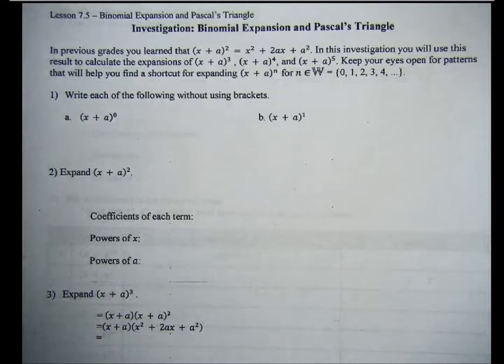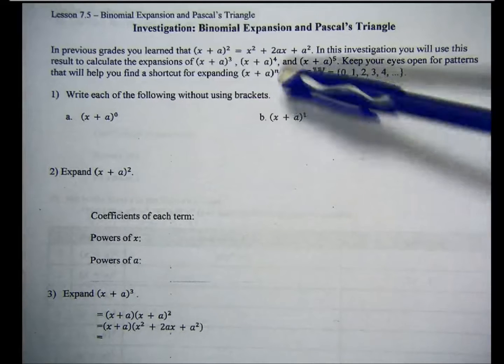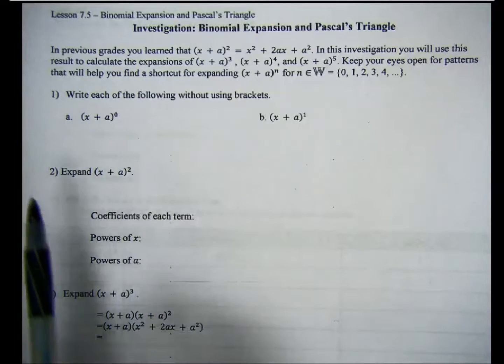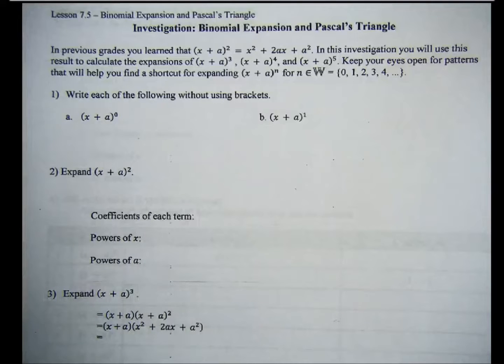Alrighty, last lesson of the sequences and series unit. We're going to go over how to expand a binomial with whole number exponents using something called Pascal's triangle. But before we get to Pascal's triangle, let's just figure out what these expansions will equal using the old-fashioned method of distributive property. All right, number one, write each of the following without using brackets.